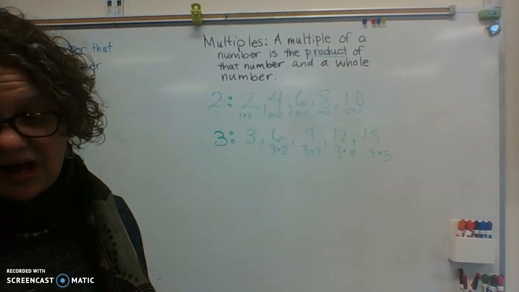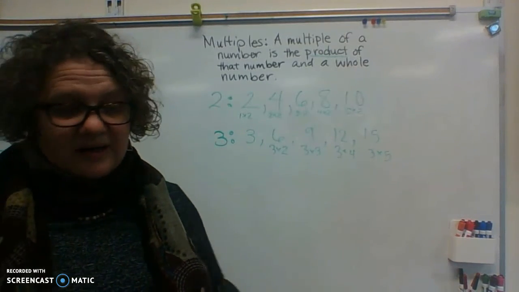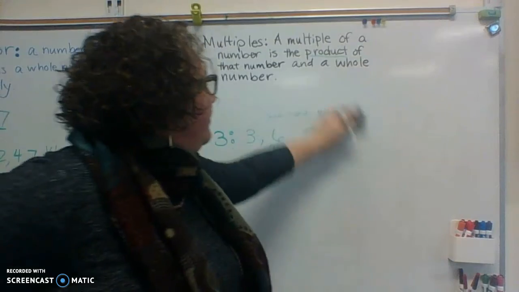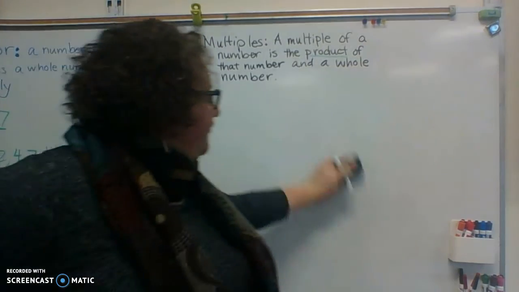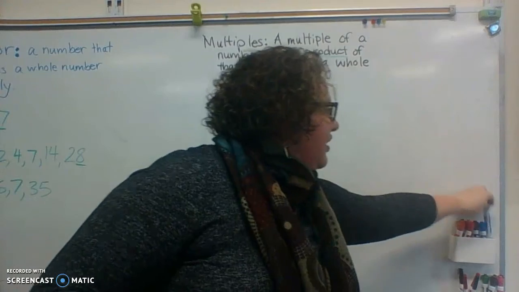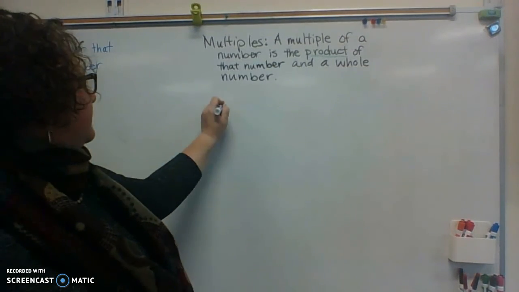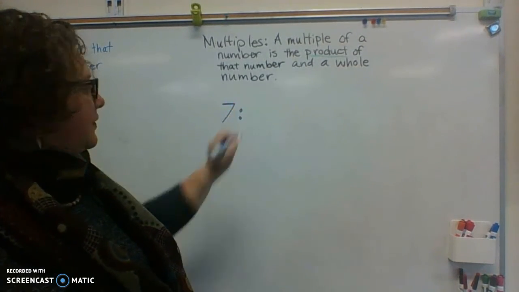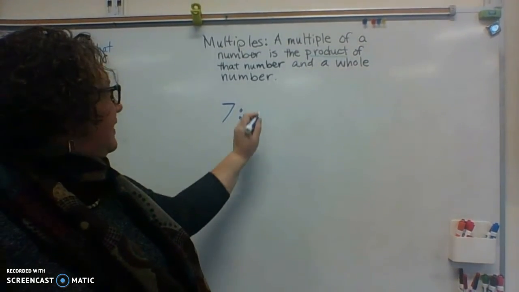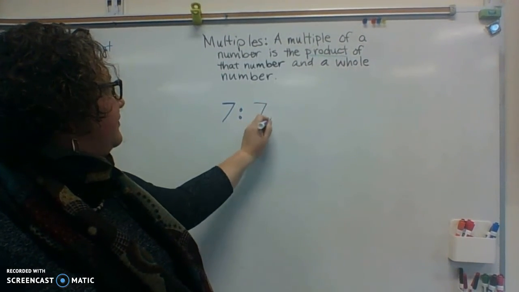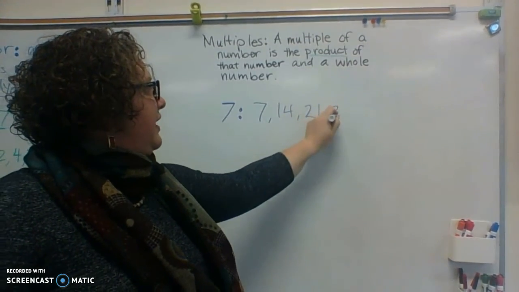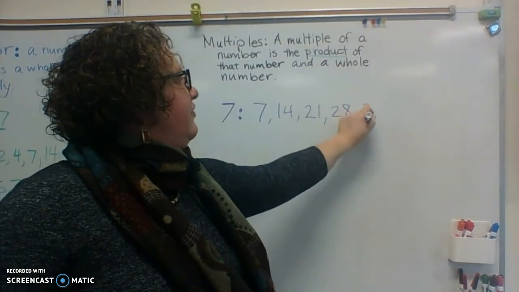Next, let's try the number 7. This one you should pause your video and do all on your own. The first 5 multiples of 7. Okay, so pause your video, come on back to see the answers. And the answer should be 7, 14, 21, 28, and 35.